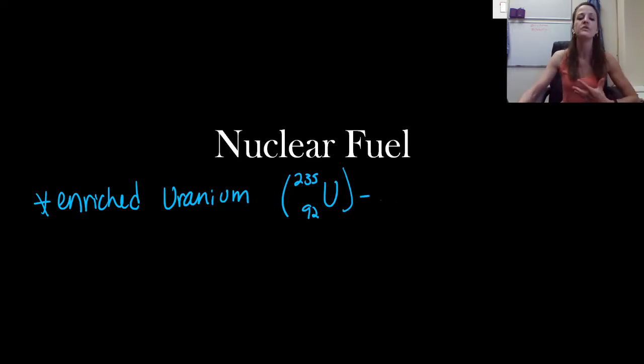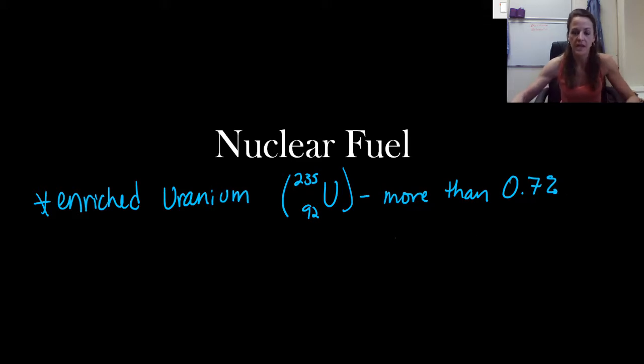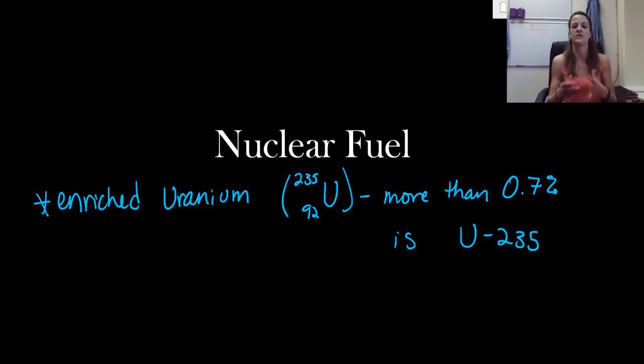And so when your fuel source is considered to be enriched uranium, that just means there is more than 0.7% of your fuel source that is U235. So when we say enriched uranium, it just means that fuel source, whatever sample it is, has more than 0.7% of the specific isotope U235. Because if you recall, the most common form of uranium is U238.